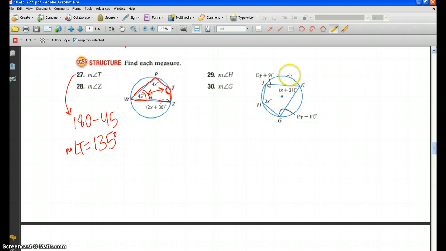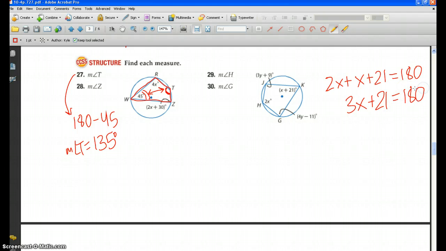So the measure of angle T is equal to 135. For number 29, similar concept. So we have an inscribed quadrilateral. Opposite angles are supplementary. So h and k should add up to 180. So we have 2x for h, x plus 21 for k, equals 180. So just go through your steps of solving this equation for x. We have 3x plus 21 equals 180. Subtract 21 from both sides, and we get 3x is equal to 159. Divide both sides by 3, and we get x is equal to 53, but we're not done yet.